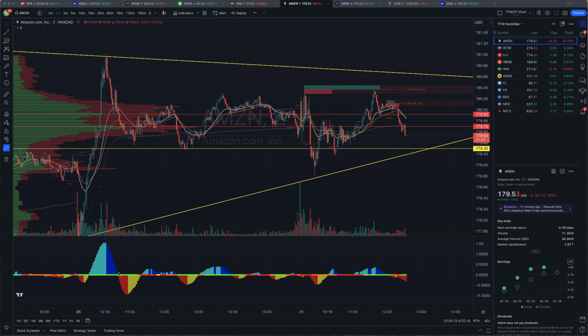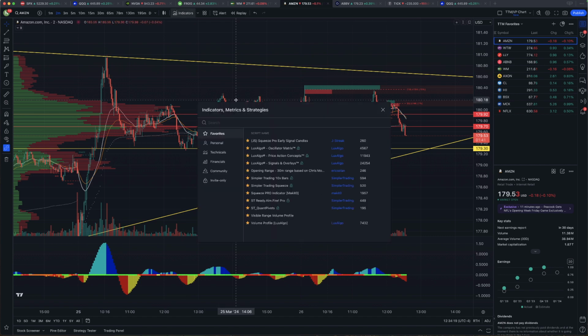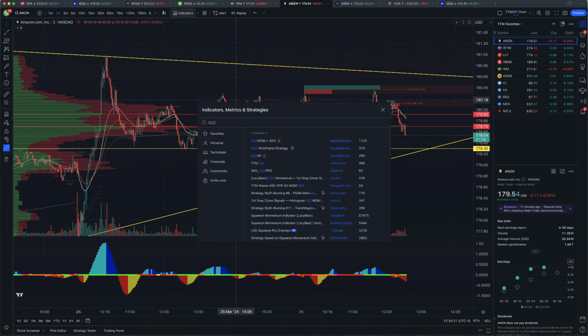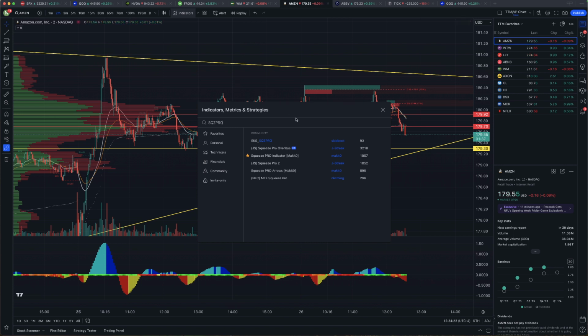How do you add squeezes on a paid subscription? You just go to the indicators and you type in SQZPRO, right? And then you choose this Squeeze Pro indicator by Make It Zero. And it's on there for free.